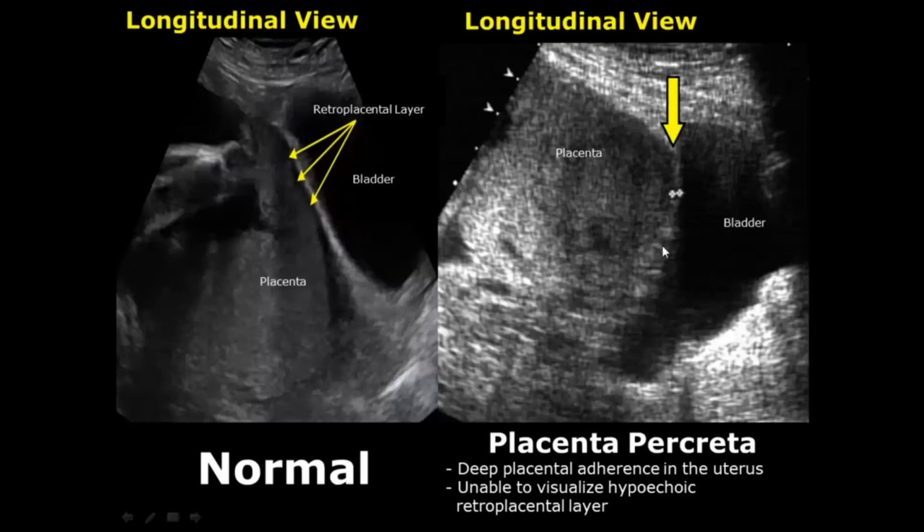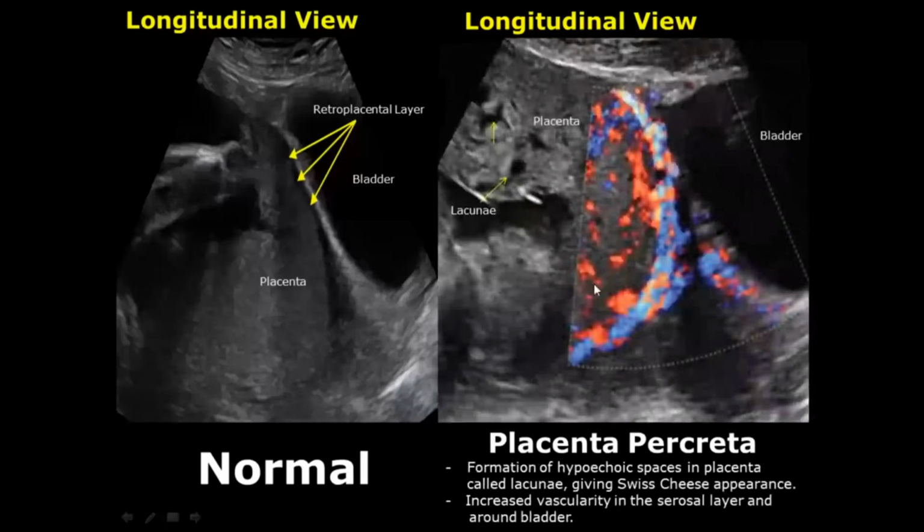The first 2 forms are hard to visualize on ultrasound, but the most severe form has some features such as non-visualization of the retroplacental layer, which is hypoechoic. Here we cannot visualize that layer. We can notice this feature around the bladder. Over here you can see the hypoechoic layer, but here it is absent.